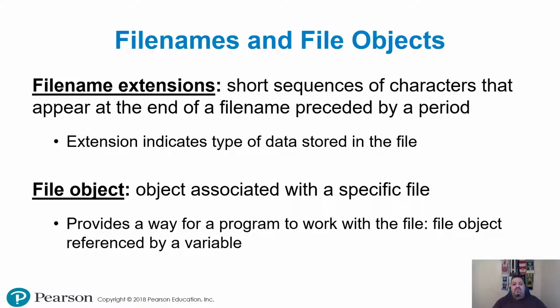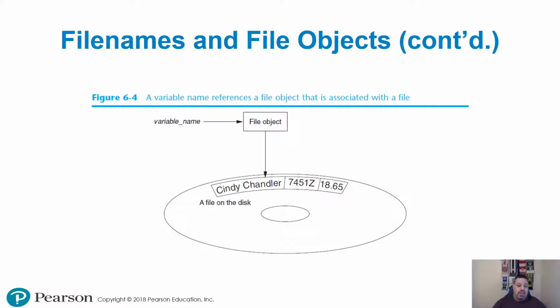And then we'll talk about a file object. And the object is basically, it's just that, it's an object. It's this abstract term of a container, if you will, that contains the data for the file that sits on the disk. And essentially that whole thing, Cindy's name, her ID number, and her pay rate, all of that, the big giant box around it, that is the file object.